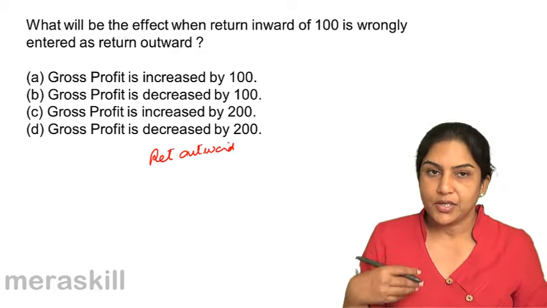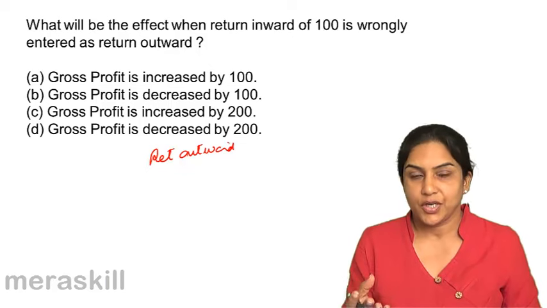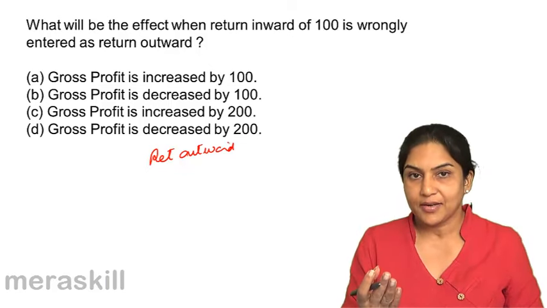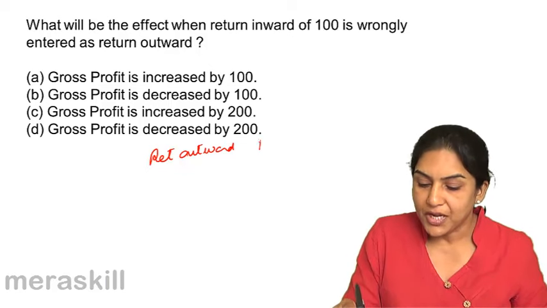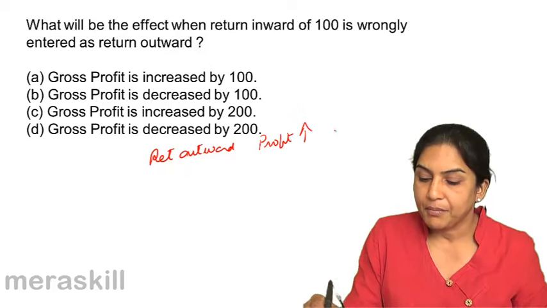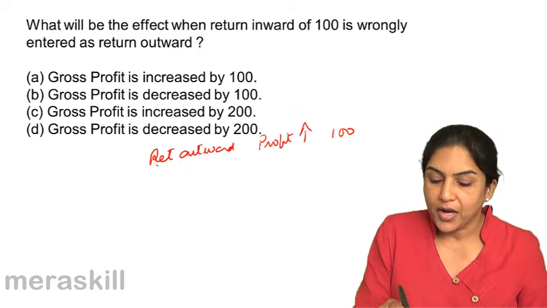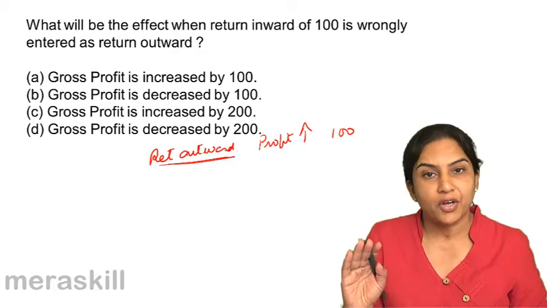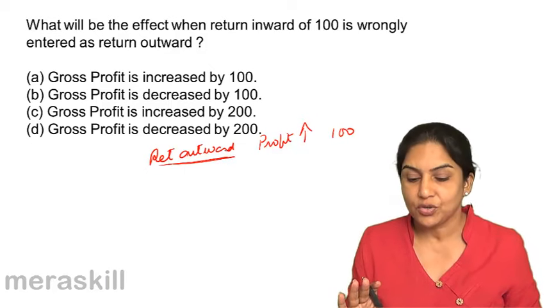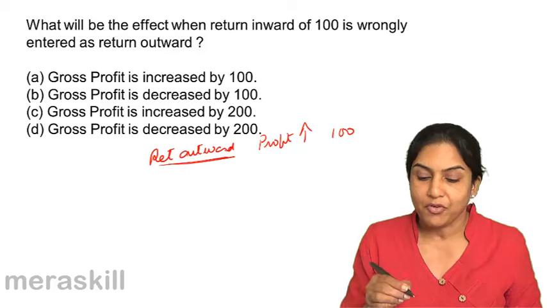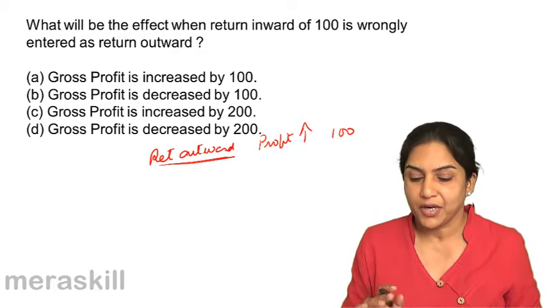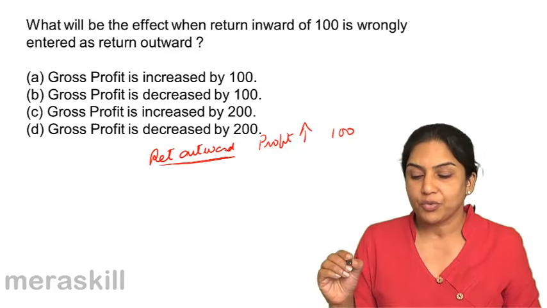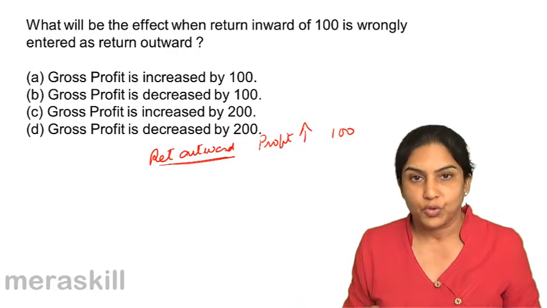Okay. What is return outward? Purchase return. If purchase return, reduction in expense, so profit has gone up. Profit up by rupees 100 on account of this wrong recording of return outward first. Profit is up because we have got an extra return outward of 100. There is no return outward of 100, but we have recorded it and therefore shown more profits.